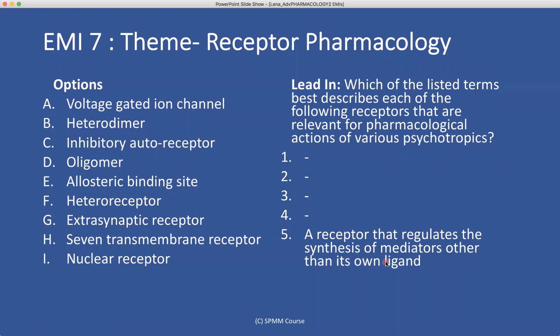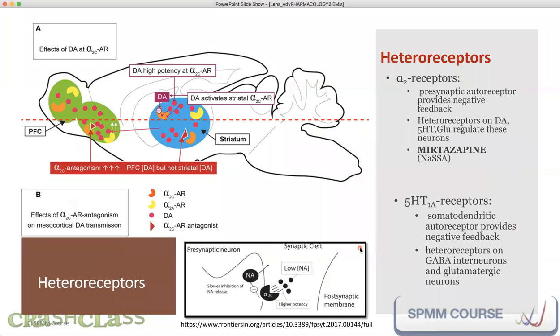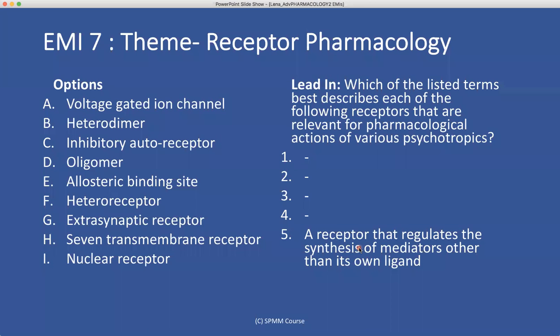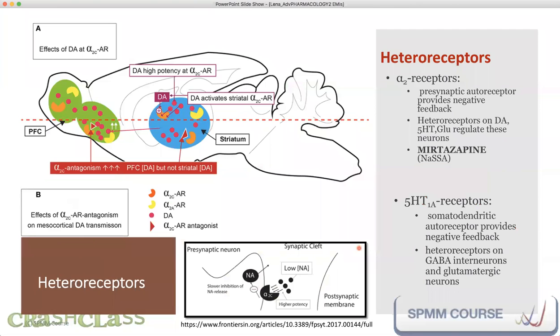Finally, a receptor that regulates the synthesis of mediators other than its own ligand. So this is a receptor that mediates the synthesis of mediators other than its own ligand. When you stimulate it, it should modulate the release of something different from what stimulated it. These are called heteroreceptors. Examples are given here. Alpha 2 receptor system is a heteroreceptor system. 5-HT1A receptors could be heteroreceptors as well.